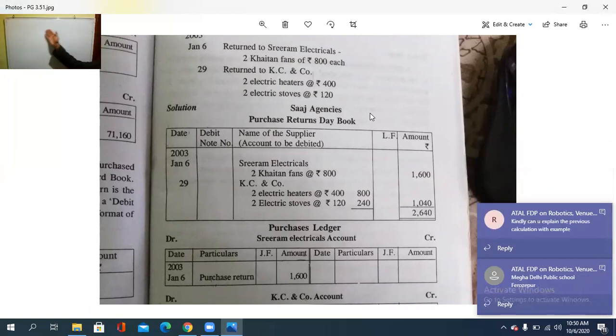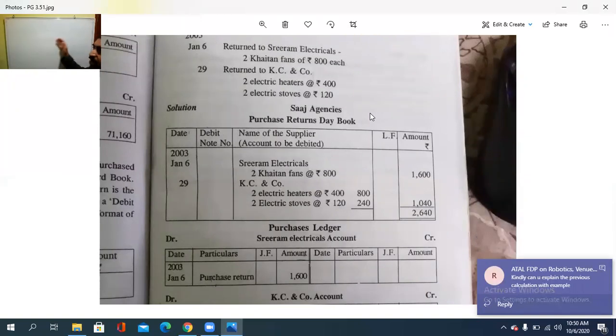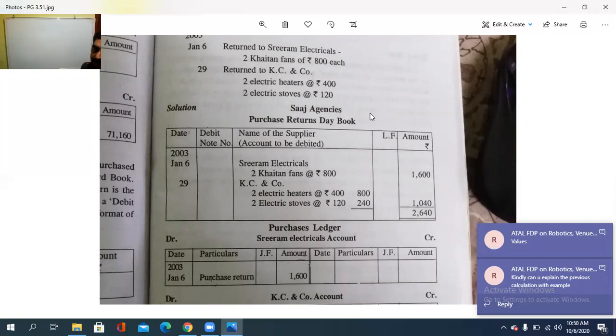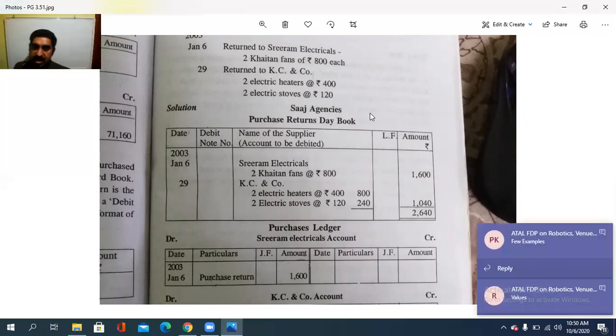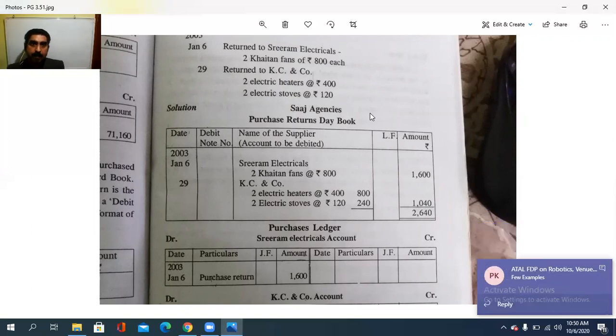Like the same, we did prepare the purchase day book. Only one change is there. One more column needs to be added: debit note number. Rest all the same. Date, debit note number, name of the supplier, ledger folio, amount. Under that, we put it as it is. Return to Sriram Electricals. So, what is the actual entry? In purchase, the actual entry is purchase account debit to the particular supplier account, isn't it?